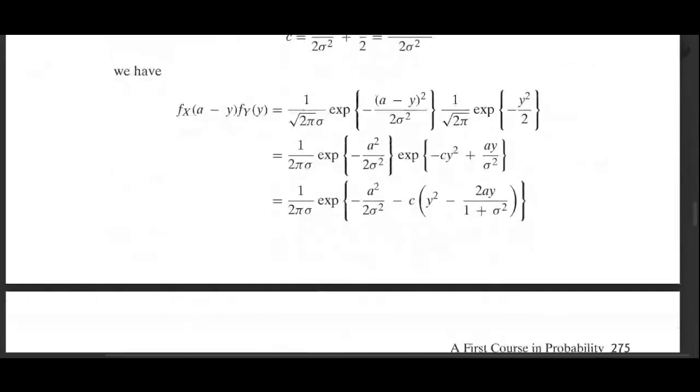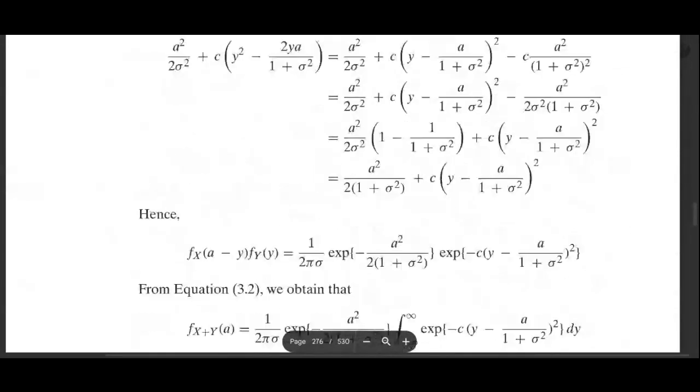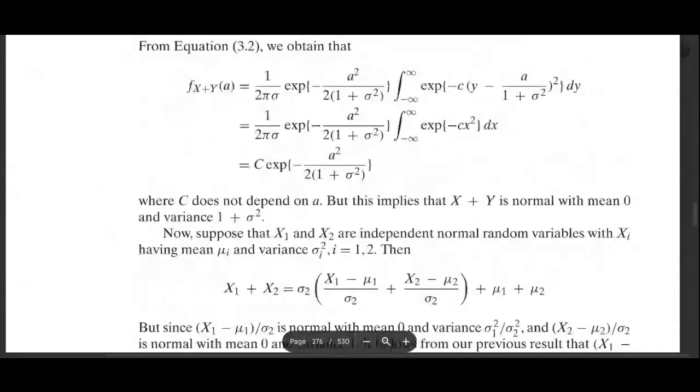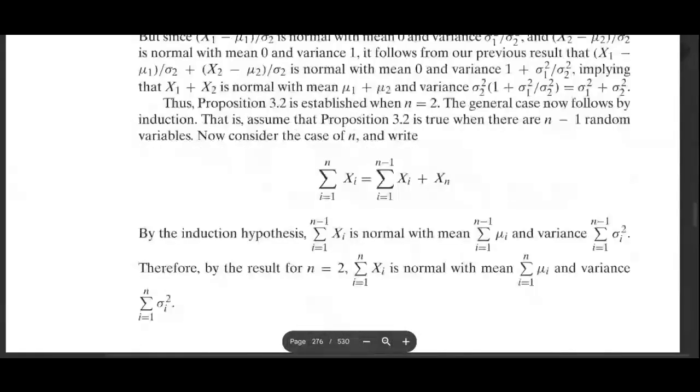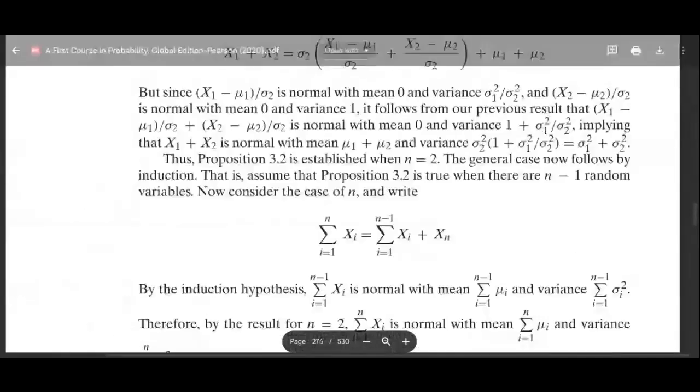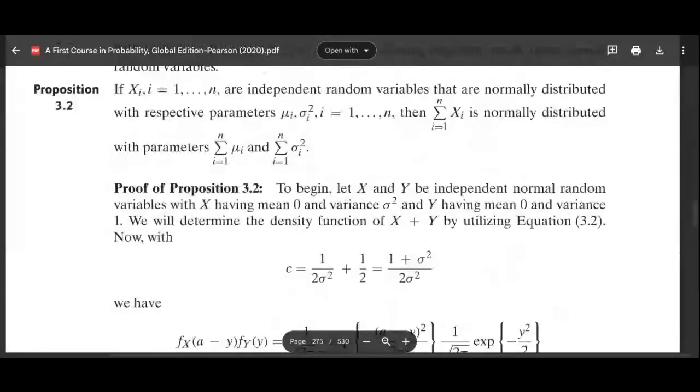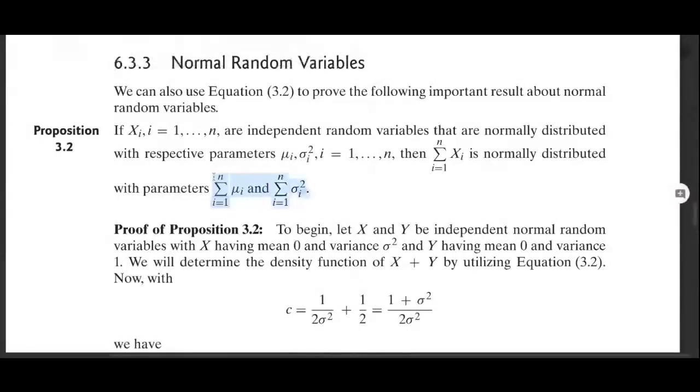The proof of this, I'm not going to go over it. If you're interested, you can go over it. But this result is important for us because, again, the normal distribution is the king of the probability world. In the convolution of n variables, it just linearly adds up the mu i, the means, and adds up the variances.